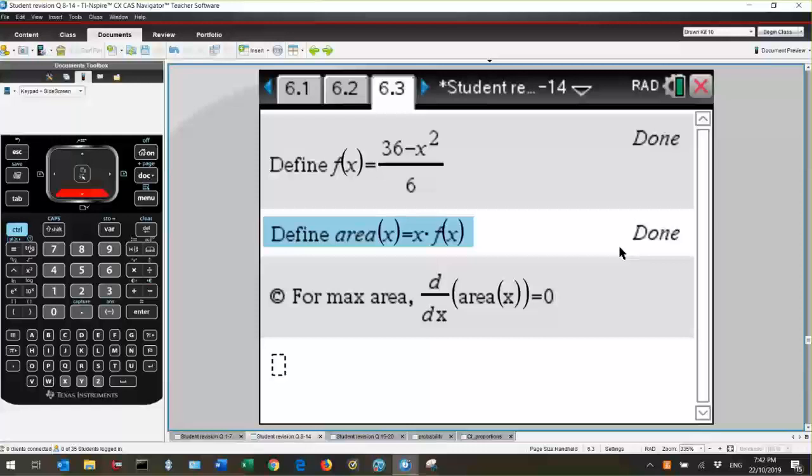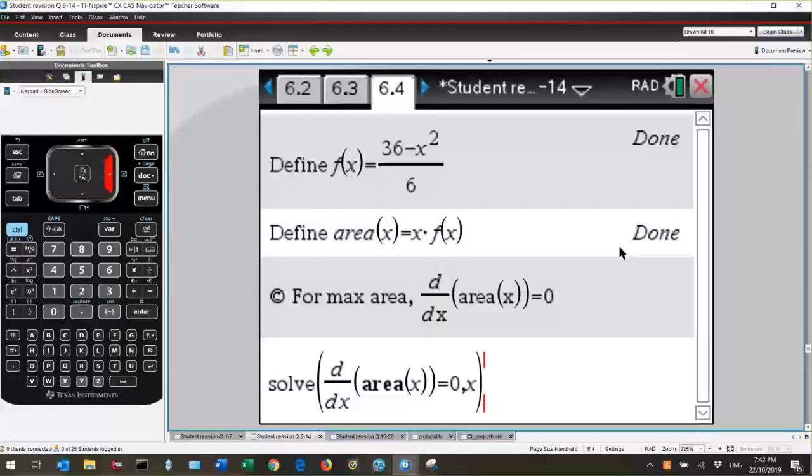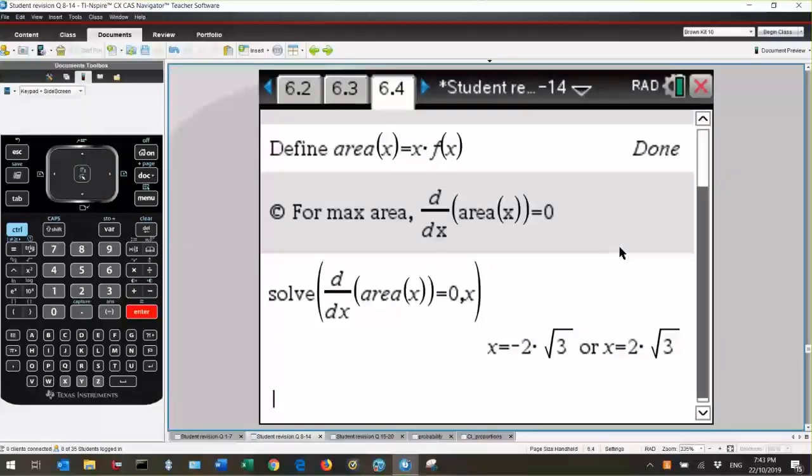Now, I know that for maximum area, the derivative of the area, dA/dx, must equal 0. Once again, I can use the shift minus to get the template. I solve the derivative of the area equal to 0 for x, and I get two answers. x is negative 2 root 3 or positive 2 root 3. Obviously, we know from the graph that's given that it has to be the positive solution, but that's not the answer.